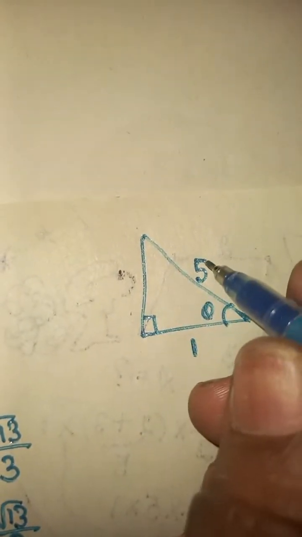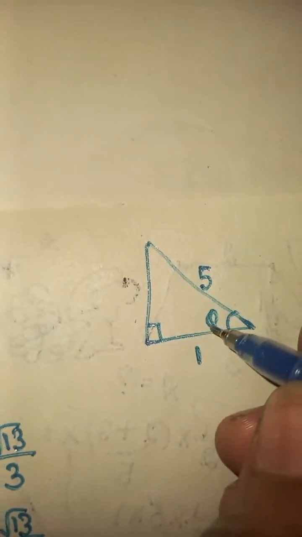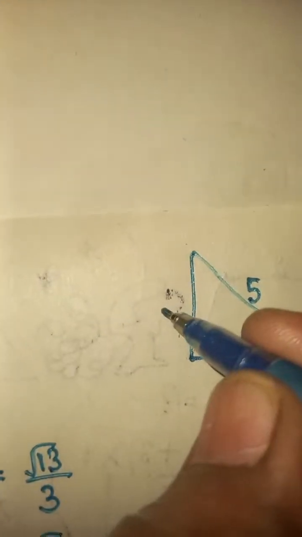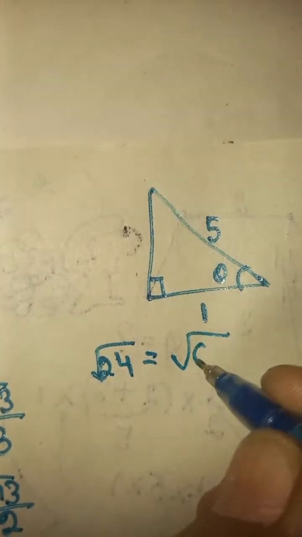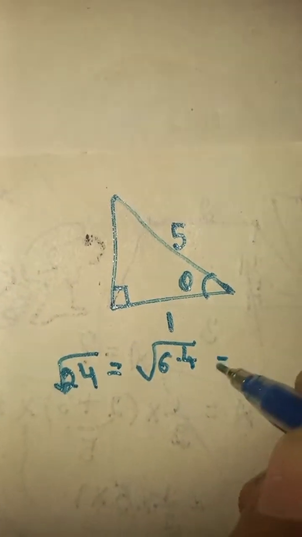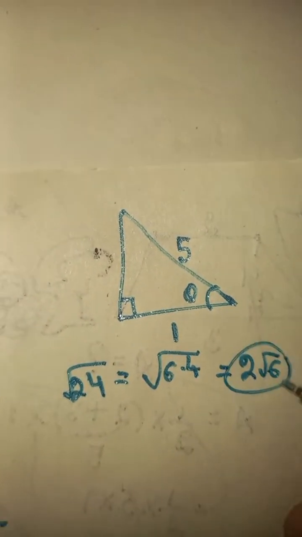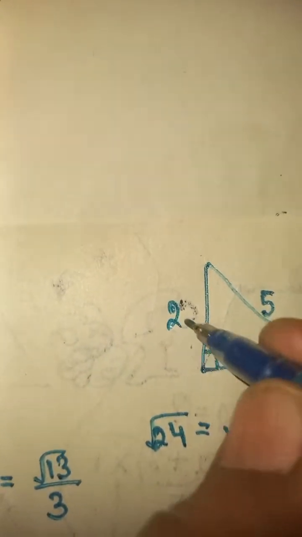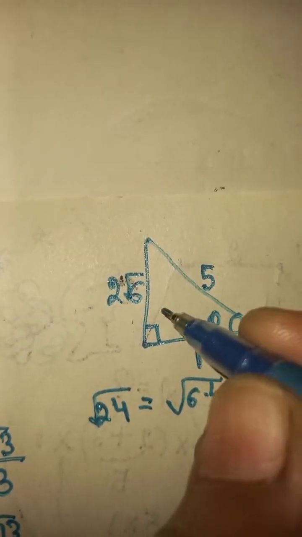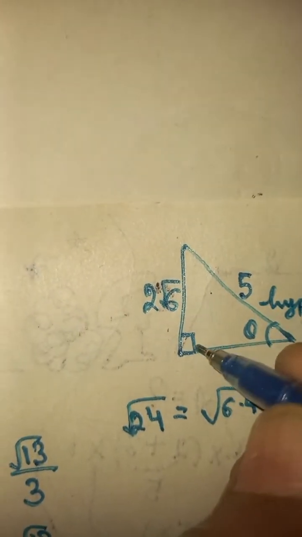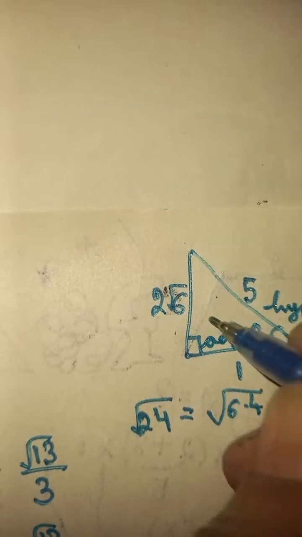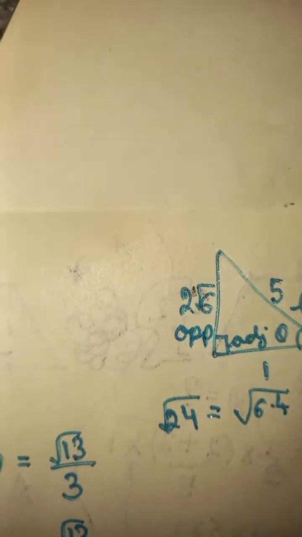Root of 5 square, that is 25 minus 1. You can write it as root 24, or root 24 you can simplify as root of 6 times 4. 4 comes out becomes 2, so this is 2 root 6. Let's name them as opposite, adjacent, hypotenuse. This becomes hypotenuse, this is adjacent, and this is opposite.